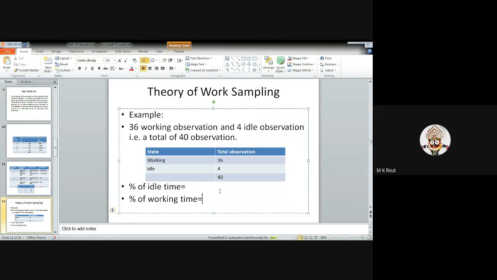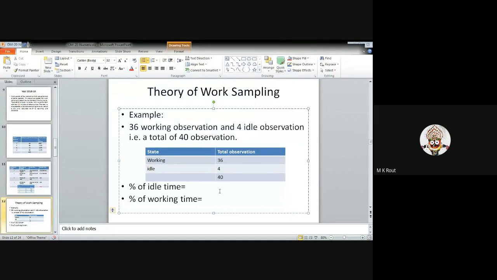Under that, just make a table. There are 2 states of working in any manufacturing organization. One is the working state, another is the ideal state. In the working condition, we have a total of 36 observations, and in the ideal condition, 4 observations. Combined, the total is 40. Is it clear?